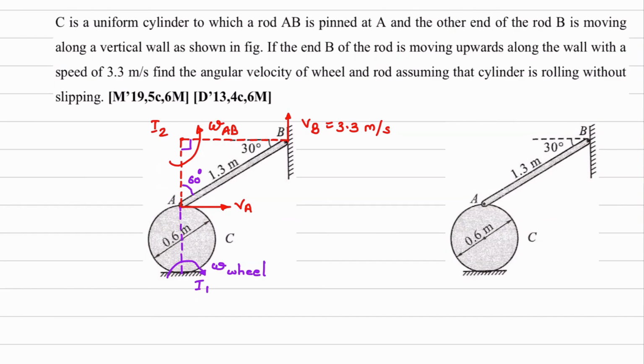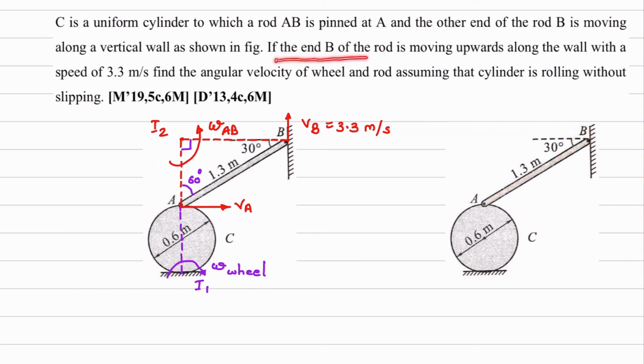Next numerical. Understand the question. C is a uniform cylinder. This diagram is given in the question. To it, rod AB is pinned at A. So this is rod AB and it is pinned at A. The other end of rod, B, is moving along the vertical wall. So the other end is point B, and it is moving along the vertical wall.